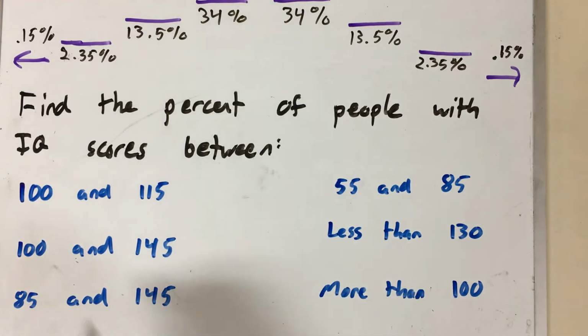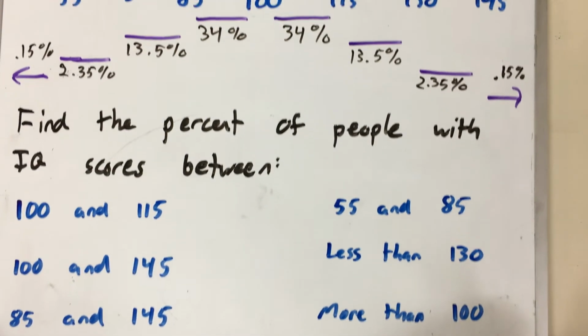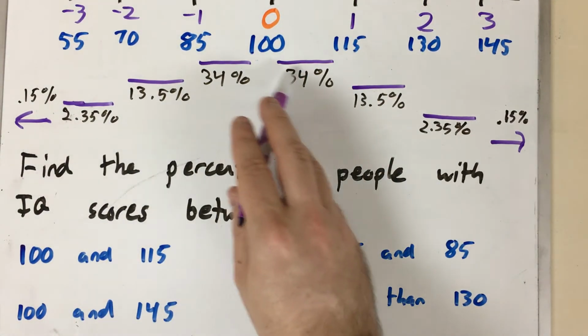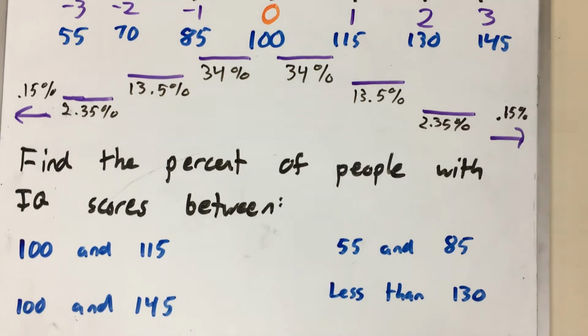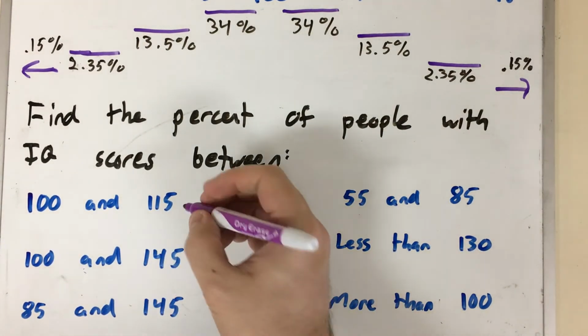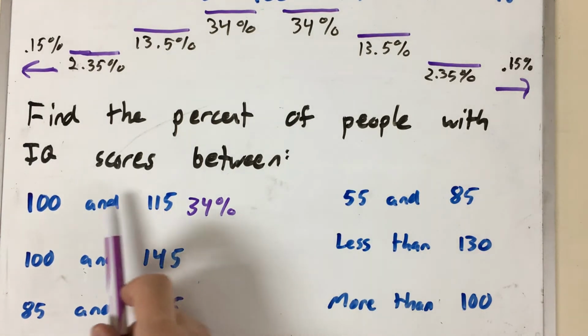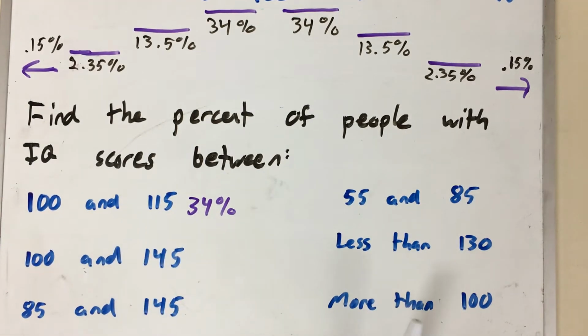But to start with, we have 100 and 115. Now 100 was our mean, 115 was 1 standard deviation, so thankfully, this problem just has us write down a number that it already gave us, 34%. 34% of people have IQs between 100 and 115.